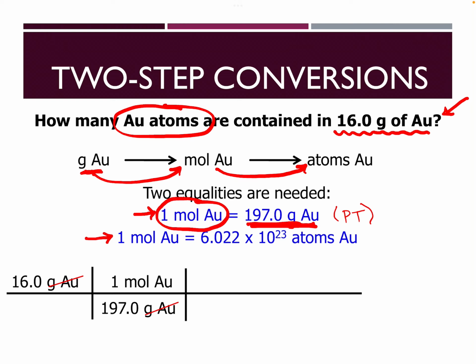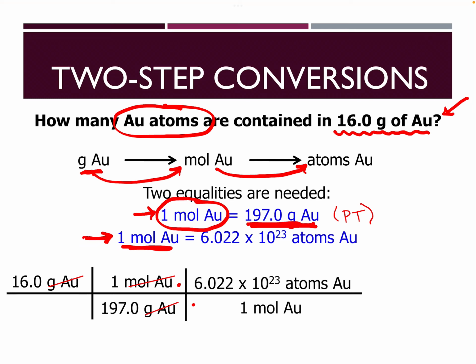The way we convert from moles of gold to atoms of gold is we use this, right? That was Avogadro's number. We learned that last time. Remember, moles of gold has to cancel moles of gold. So that means that 1 mole of gold will go on the bottom here, and 6.022 times 10 to the 23rd atoms of gold will go on the top.